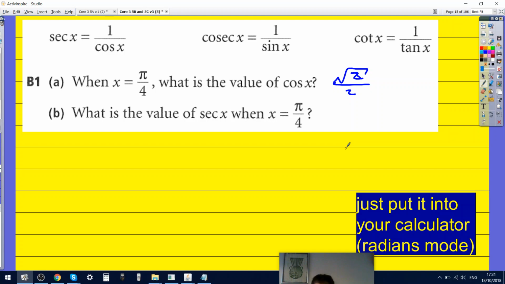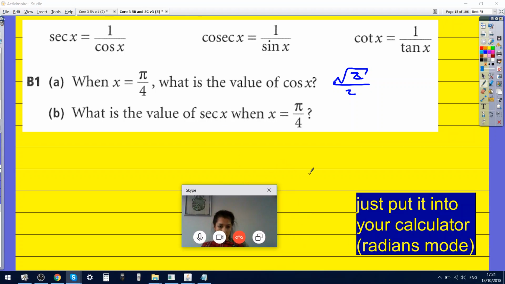You said that as if it's wrong. Was it wrong? Did you say 1 over cos pi over 4? Yeah. Root 2.